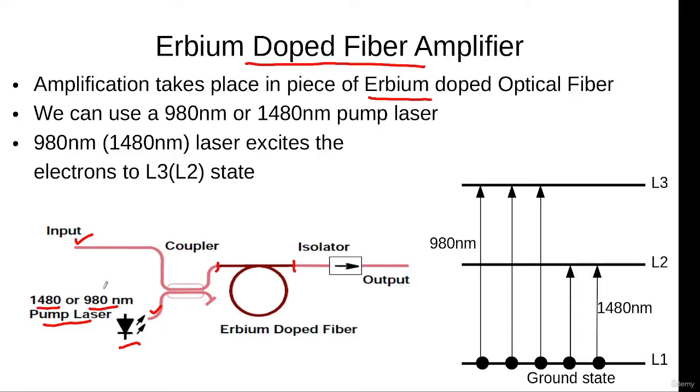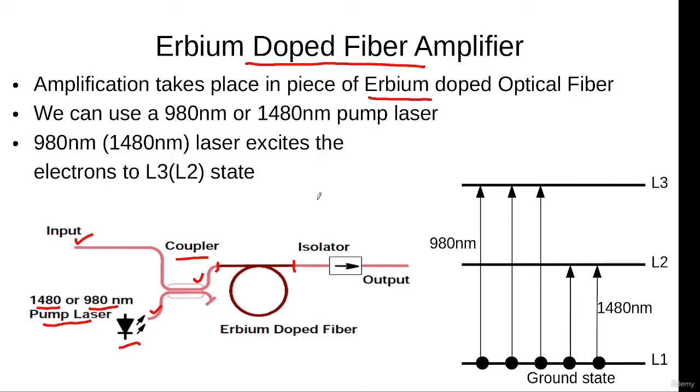Here it is important to mention that the energy of the pump laser depends upon its wavelength. The 980 nanometer pump laser has more energy as compared to the 1480 nanometer pump laser. Then, using the coupler, this pump laser is input to the optical fiber cable, and it passes through the piece of optical fiber that is doped with erbium.